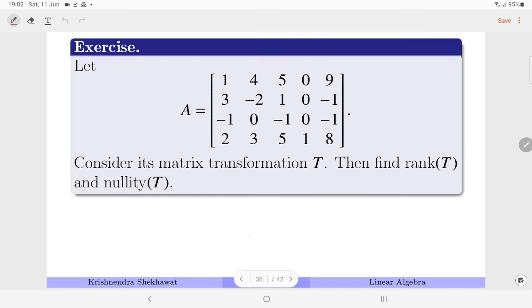So I have added the solution in this slide also. One interesting question is, consider the matrix transformation. Here matrix transformation means T of x is equal to Ax, and we need to find the rank and nullity. Now rank and nullity means that we need to find the null space of A and we need to find the column space of A, for which first we need the RREF or REF.